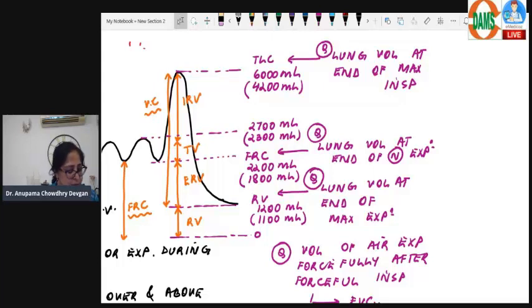Abhishek Patil, you can't really expire the residual volume, can you? Lung volume cannot be 0. Residual volume is the minimum volume of air which remains in the lungs. What remains inside the lungs, that is called residual volume. Okay?